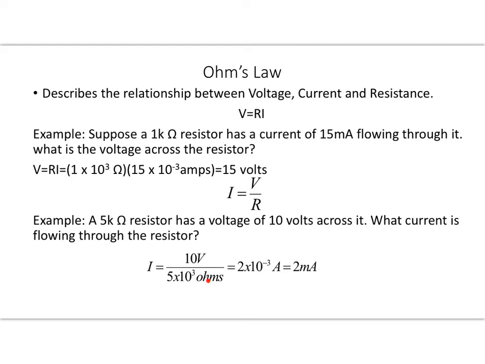We divide this out. That gives us 10 divided by 5 is 2. 1 over 10 to the plus 3 is 10 to the minus 3. So we have 2 times 10 to the minus 3 amps, and we saw in the last slide that 10 to the minus 3 amps is milliamps. So the answer is 2 milliamps.